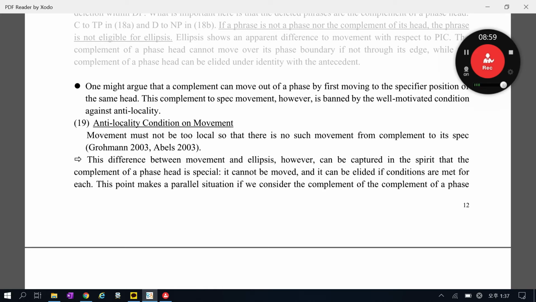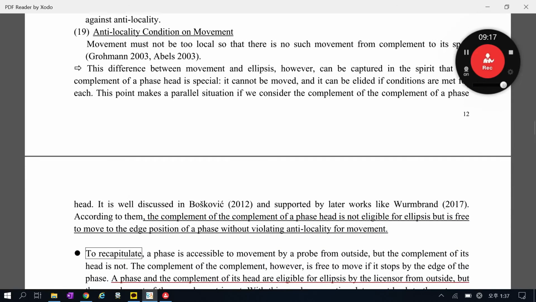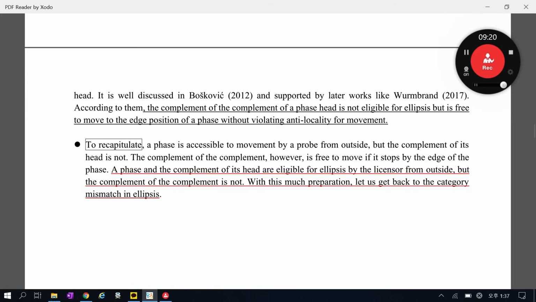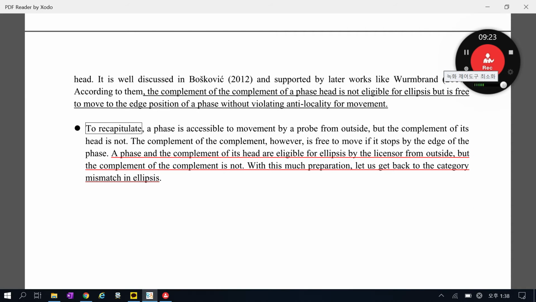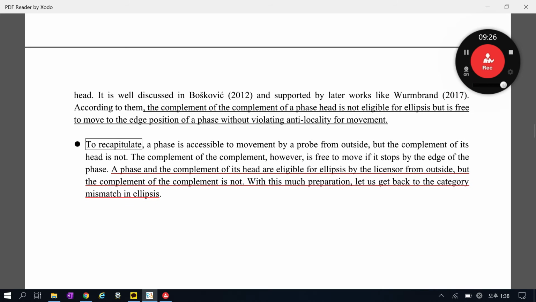This difference between movement and ellipsis, however, can be captured in the spirit that the complement of a phase is special. It cannot be moved, it cannot be elided, if conditions are met for each. This point makes a parallel situation if we consider the complement of a phase head. It is well discussed in Bošković and supported by later works by Ott and Struckmeier 2017. According to them, the complement of a phase head is not eligible for ellipsis, but is free to move to the edge position of a phase without violating anti-locality for movement.